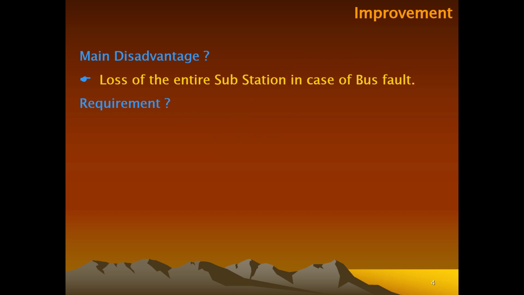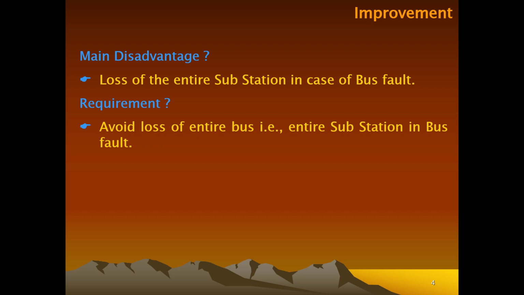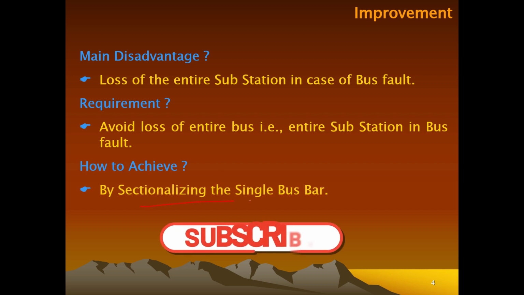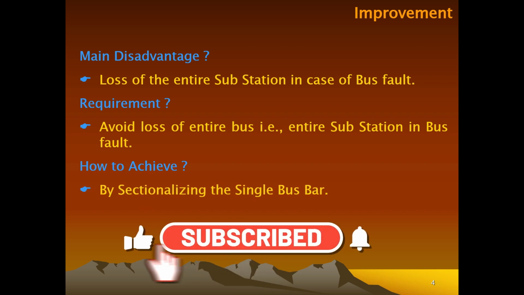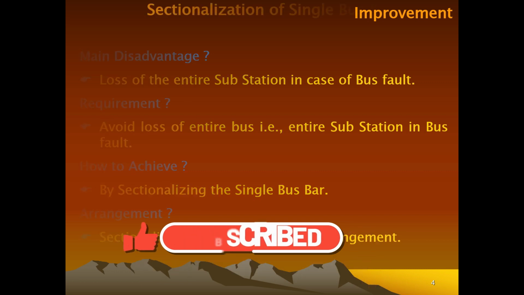So what is our requirement? Our requirement is, suppose there is a fault on this bus bar, and suppose the fault is on this side, we want only this particular section to be tripped and the power through this feeder to remain in service. This is the basic requirement. So how can we achieve this? We can achieve this by sectionalizing the single bus bar system. So this is our next topic, that is, sectionalization of single bus bar arrangement.